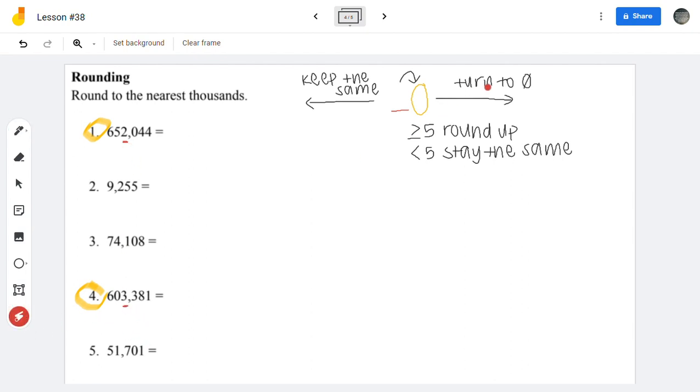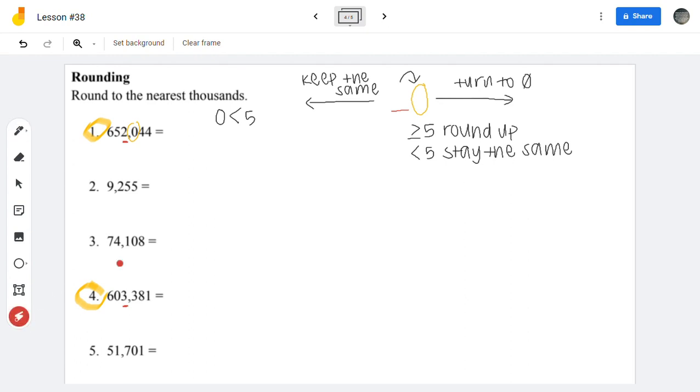So now over here, I wrote the rules when you're rounding, and I'm going to show you how this works. So we underline the thousands place, and we're going to look at the number right of your underlined place, so your hundreds place. In number 1's case it is 0, and now looking at this number, we're going to see if it's greater than or equal to 5 or less than 5. So we know 0 is less than 5. That means we're going to stay the same.